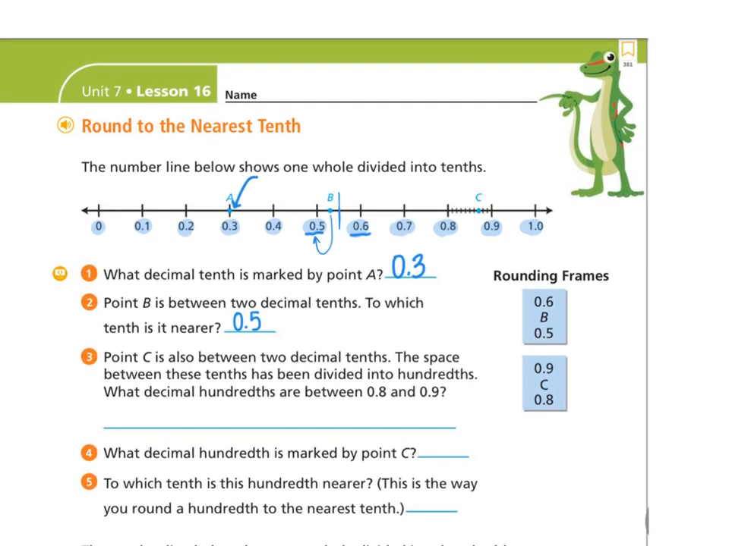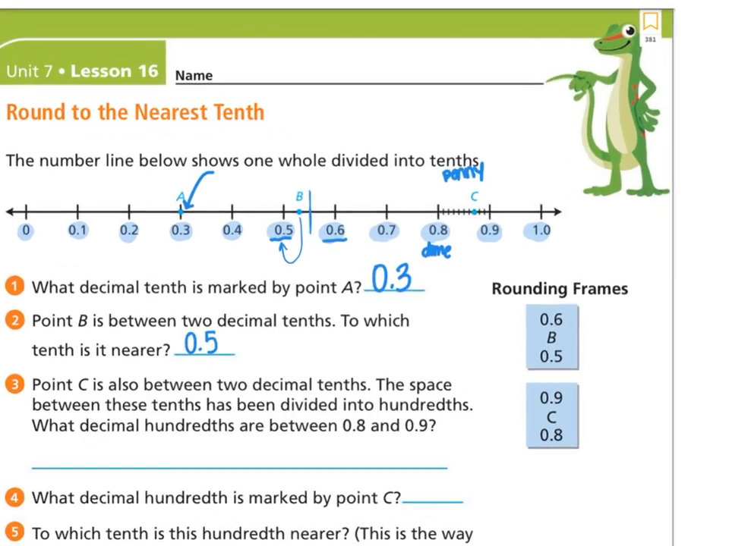It says that point C is also between 2 decimal tenths. The space between the tenths has been divided into hundredths. So remember, tenths are like dimes, and I can divide a dime into pennies, which would give me hundredths. Okay? What decimal hundredths are between 8 and 9?